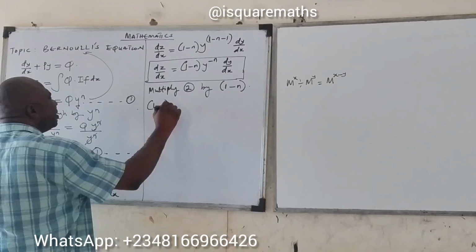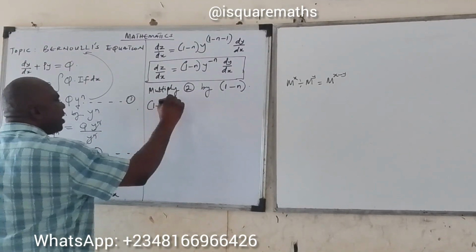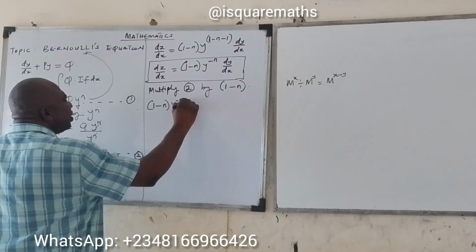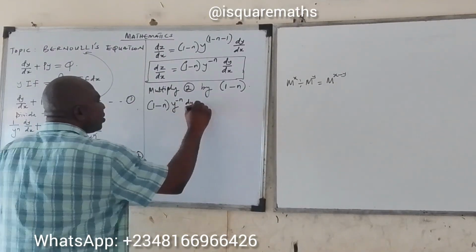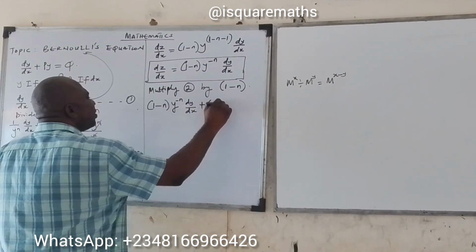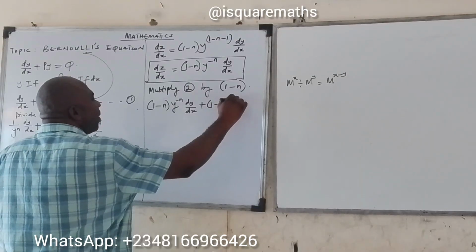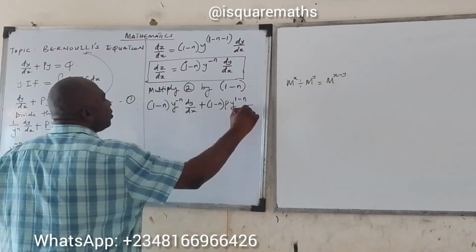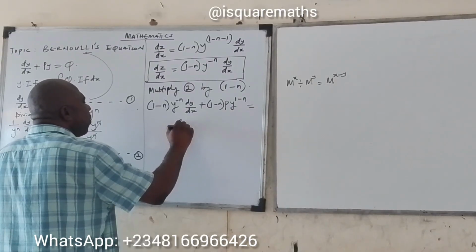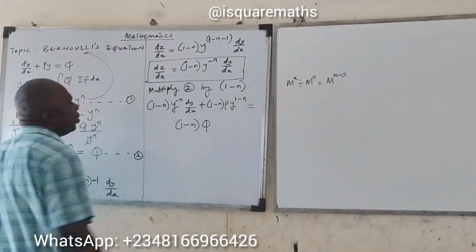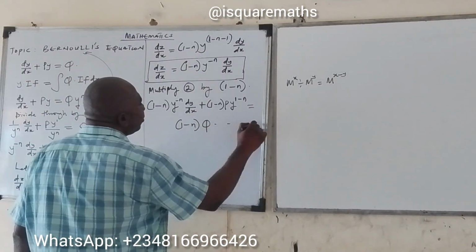So if we're multiplying equation 2 by 1 minus n, this equation now will be: we have 1 minus n, then y raised to the power of minus n, dy/dx, plus 1 minus n, then p y raised to the power of 1 minus n, is equal to 1 minus n q. Now we can call this equation 3.